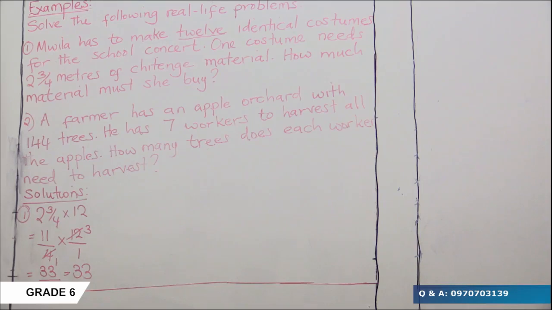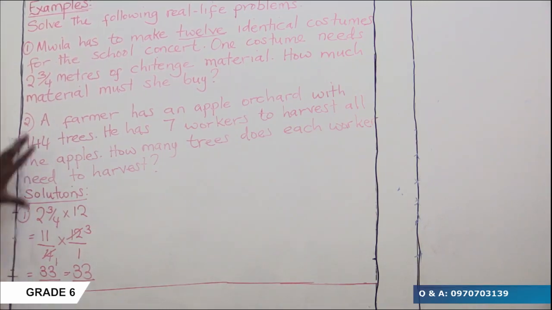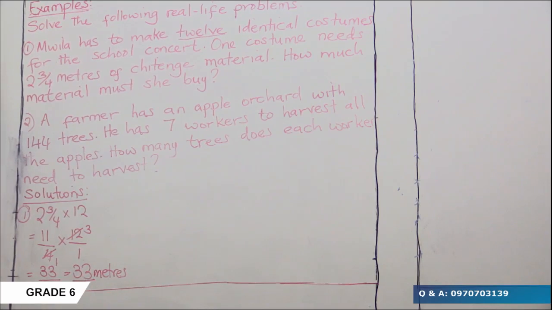All right. So she'll need 33 meters to buy. She'll need 33 meters in order to make all the costumes that she needs. So the answer is 33 meters.